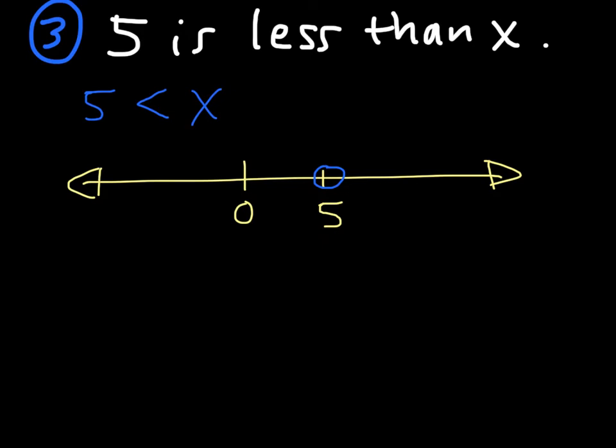Since 5 is less than x, we want to shade everything that is greater than 5, because that is what it is saying. You can almost flip this around. If I flip it around and look at it going this way, it says x is greater than 5. That might be another way to look at this one. So we're actually going to shade to our right, because that's where all the x's that are greater than 5 are, since 5 is less than all of our x's. That's what it's going to look like.